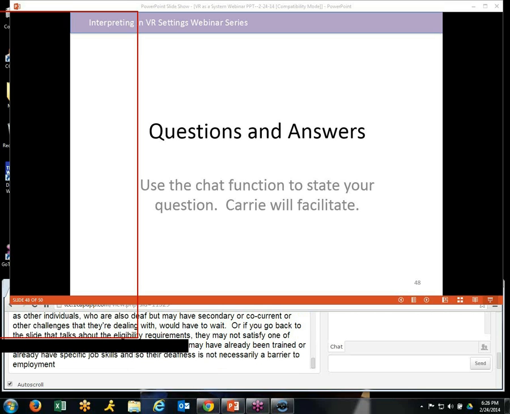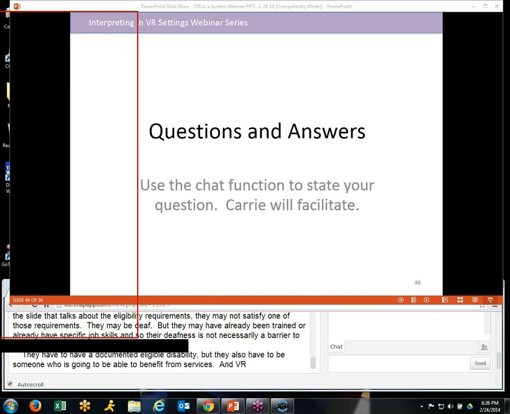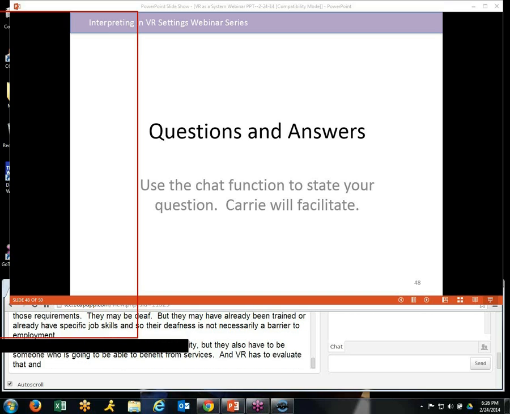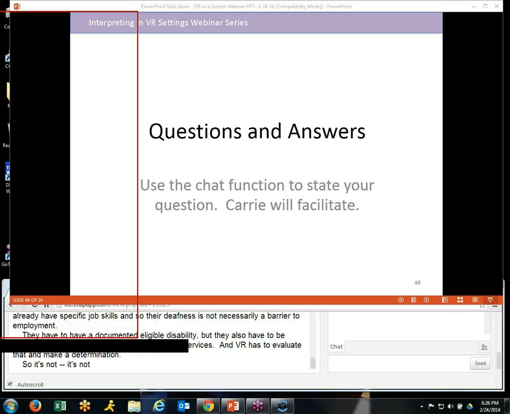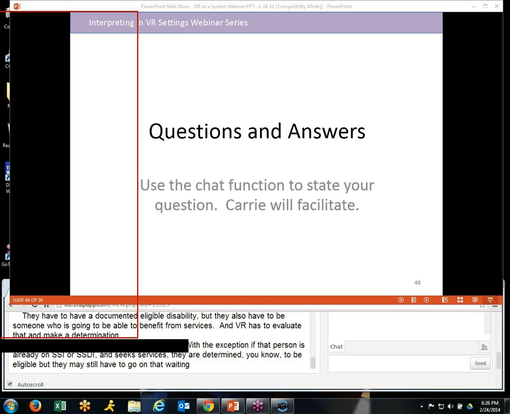They have to have a documented eligible disability, but they also have to be someone who's going to be able to benefit from services, and VR has to evaluate that and make a determination. So it's not an automatic entitlement, with the exception that that person is already on SSI or SSDI and seeks services. They are determined to be eligible, but they may still have to go on that waiting list because their need is not as great as someone else's.